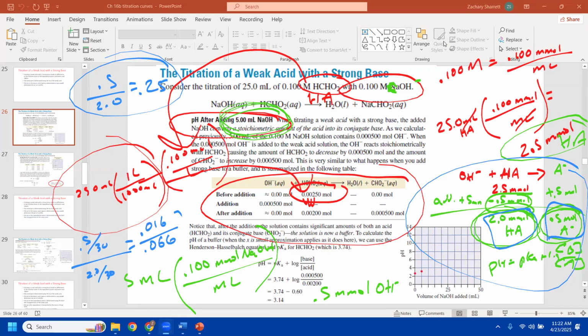So that was equal to 0.25. The log of 0.25 is negative 0.6. The pKa, where did we get the pKa from? We would have looked up the Ka of this weak acid here.